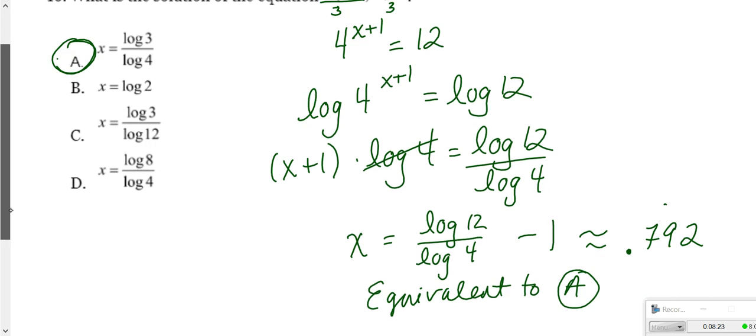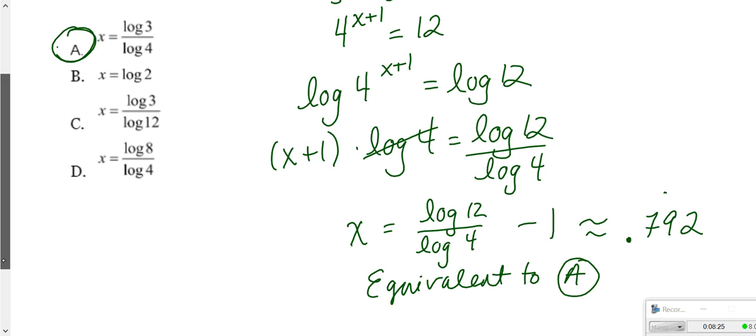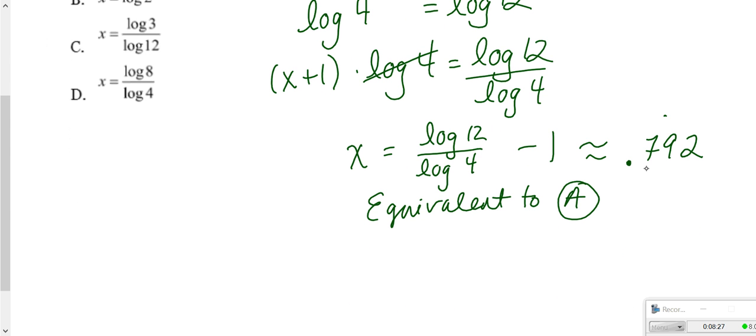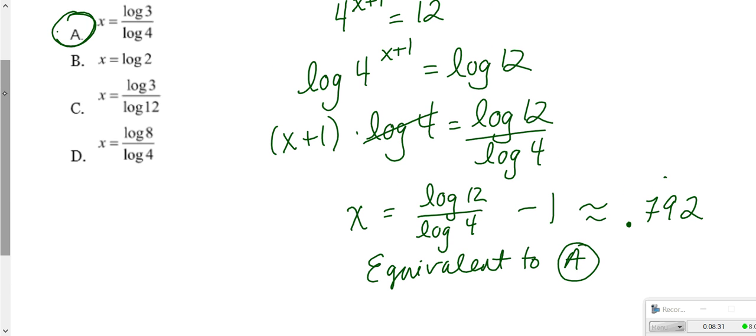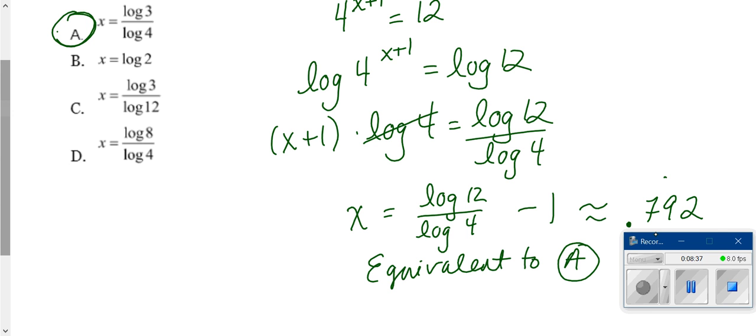And the expression that I just mentioned to you is 0.792. And then I went to my answer choices and figured out which one was also equal to 0.792. All right, so there's going to be one more video going over the rest.